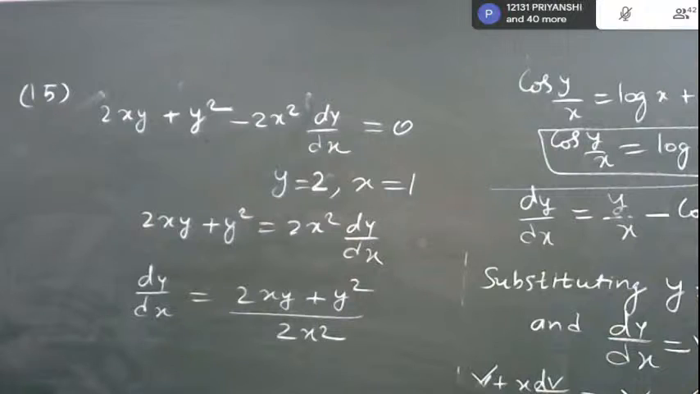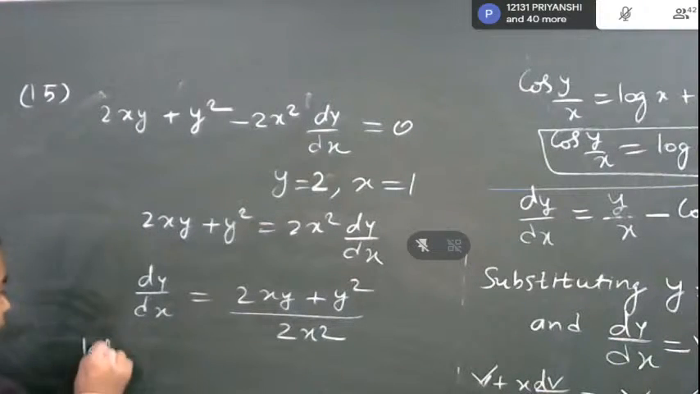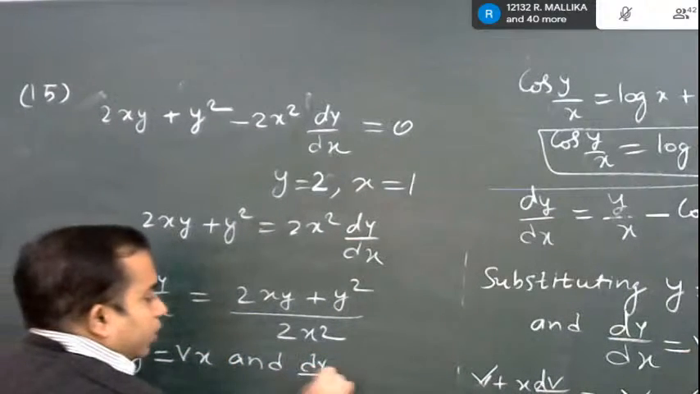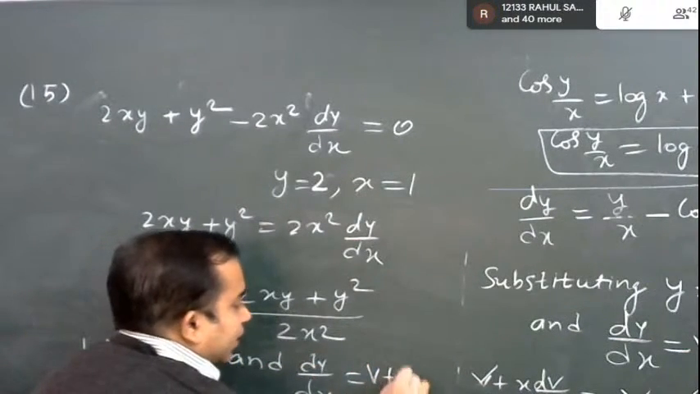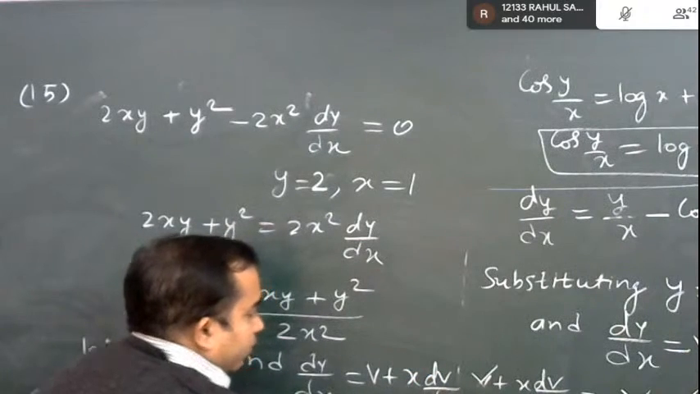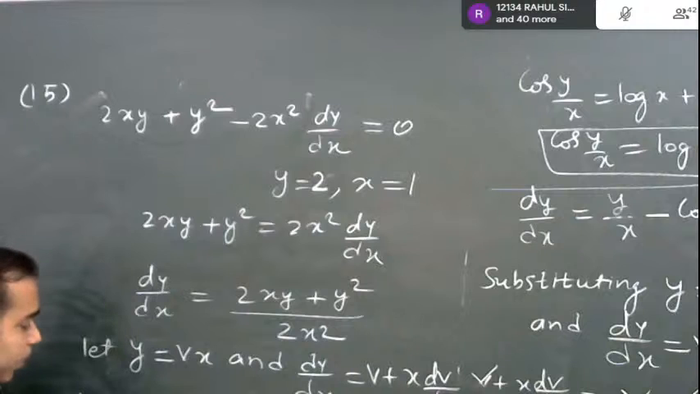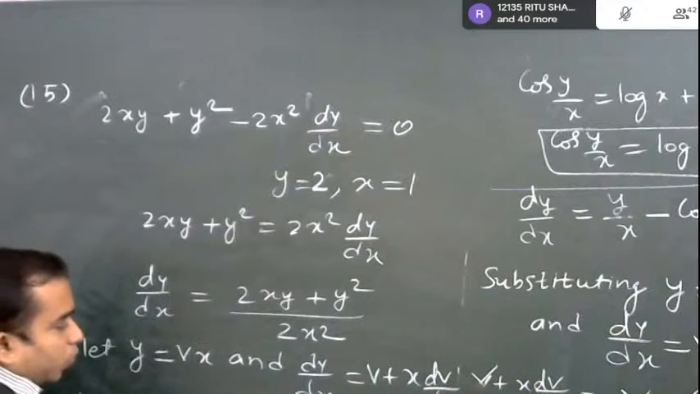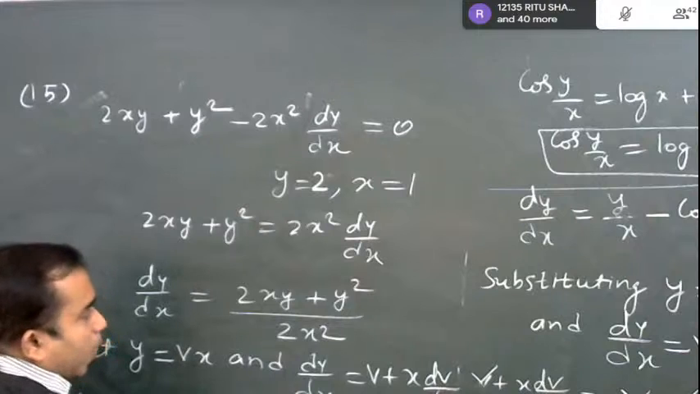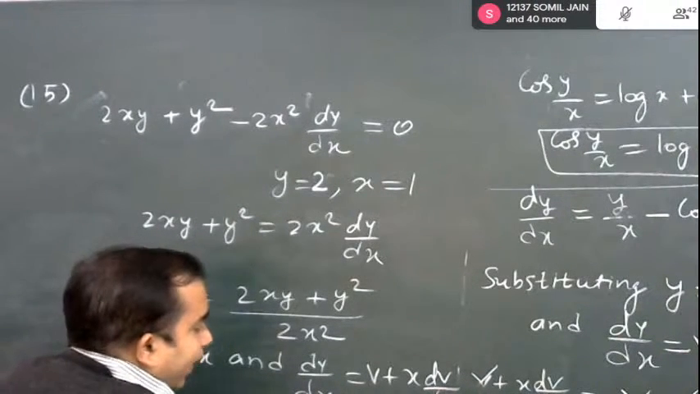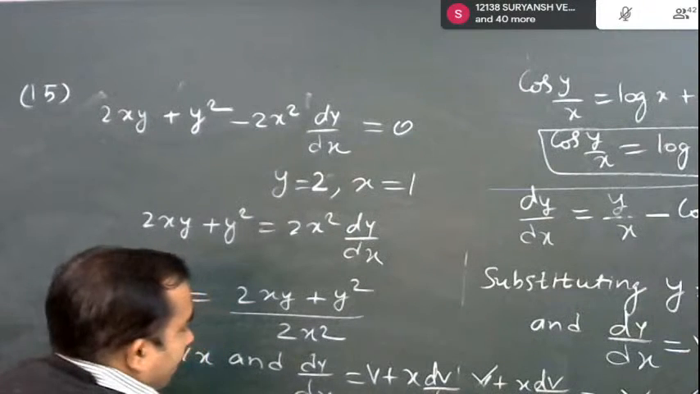So let us now solve it by putting y equal to vx. Let y equal to vx and dy upon dx equal to v plus x dv upon dx. This will become now v plus x dv upon dx equal to 2x into vx plus v square x square upon 2x square.